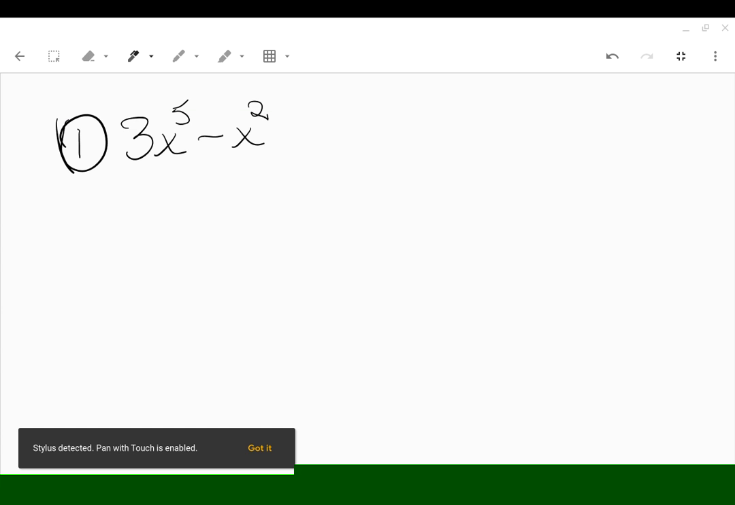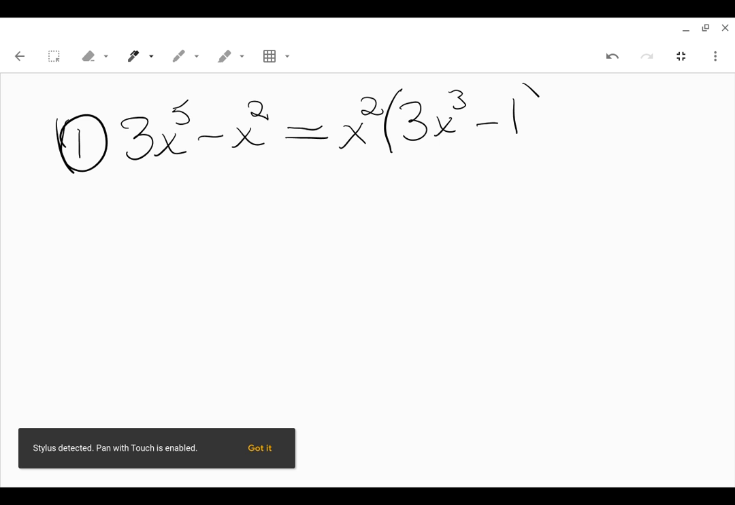I've got 3x to the fifth minus x squared. So the common factor here is x squared. We know that because the exponent is the lowest exponent. We always factor out the lowest exponent. So in this case, that's x squared. Now what's left would be 3x cubed minus 1.